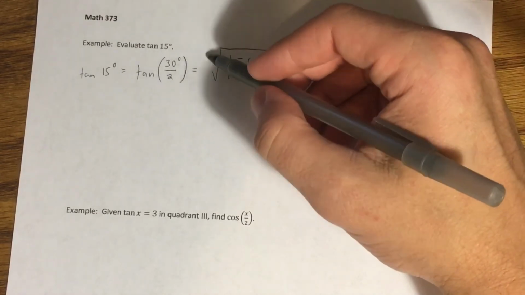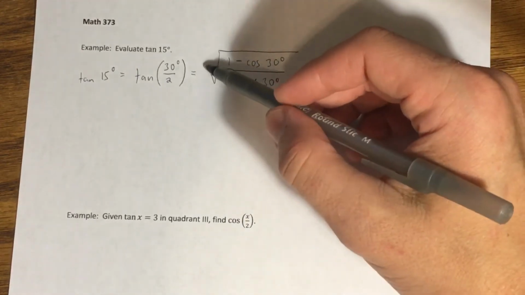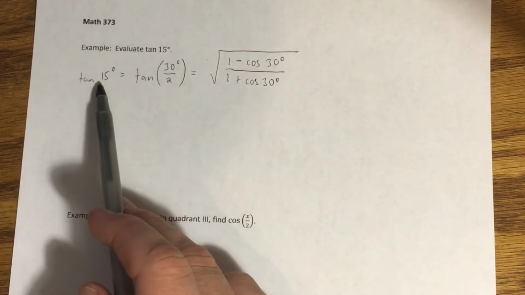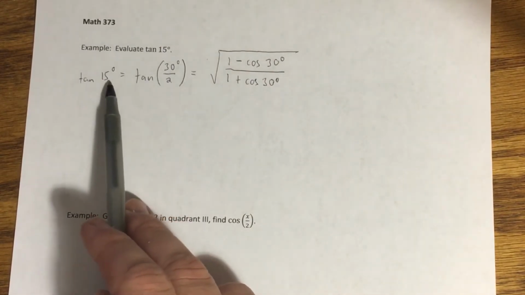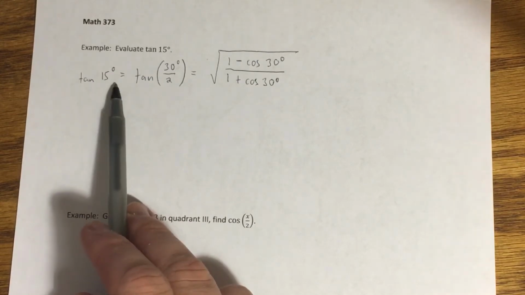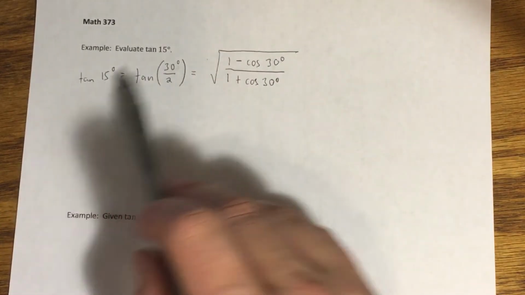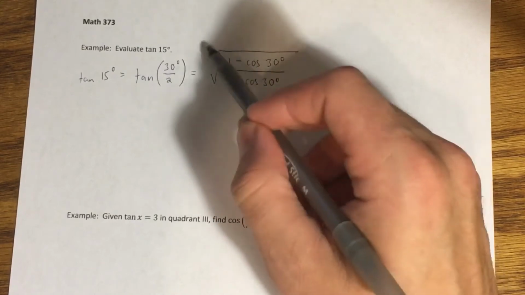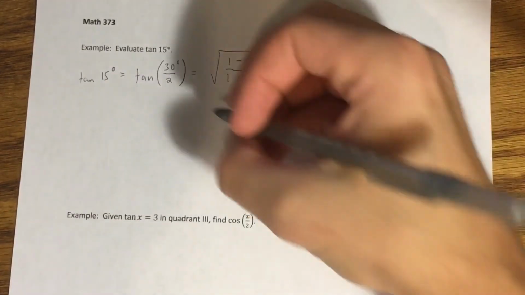Now notice I didn't put the plus or minus here. I could have put that, but I want to narrow this down to either a positive or a negative. And the trick is to think about what it is you're evaluating. Tangent of 15 degrees. Which quadrant is 15 degrees in? Well, 15 degrees would definitely be in the first quadrant where tangent is supposed to be a positive function. So the result of this should come out to a positive number. Therefore, I want the positive square root, not the negative square root. That's how we make that determination.